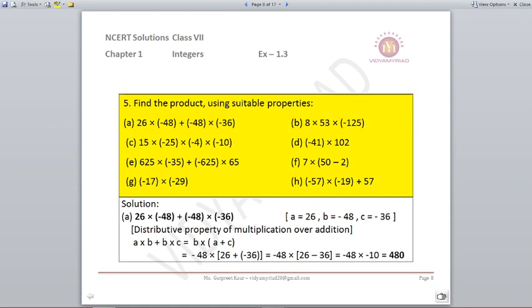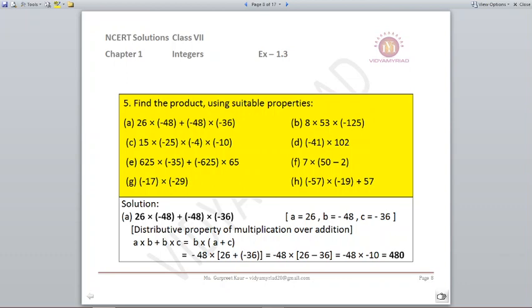Question number 5. Using the suitable properties, we need to solve these equations. So let us begin. Now here my idea is you should know the equation with the help of the ABC formula. Now let us see, in the first case your A is 26, your B is minus 48 and your C is minus 36. Now which property is this?